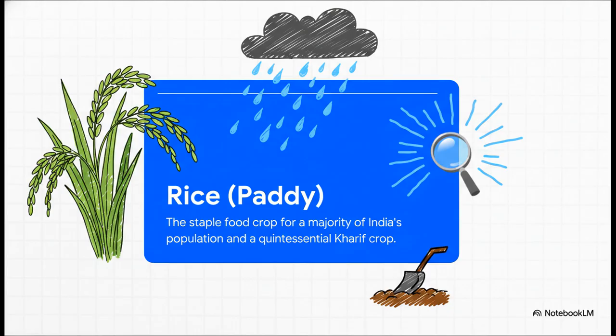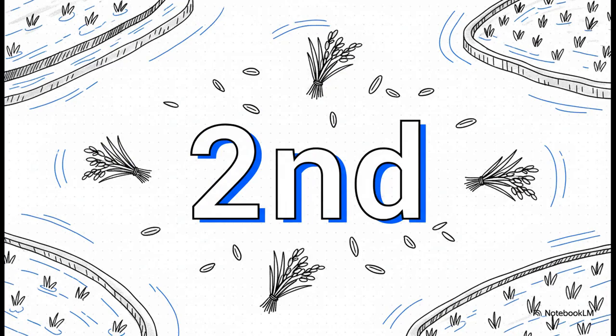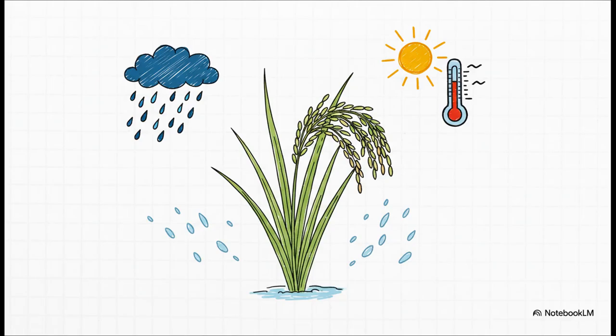And just like we've learned, it is the classic, the quintessential Kharif crop. That means its entire existence is deeply connected to the monsoon. And just to give you an idea of how important it is, get this. India is the second largest producer of rice in the entire world, right behind China. That is a staggering amount of food, and it just goes to show how vital this one crop is for the country's food security.